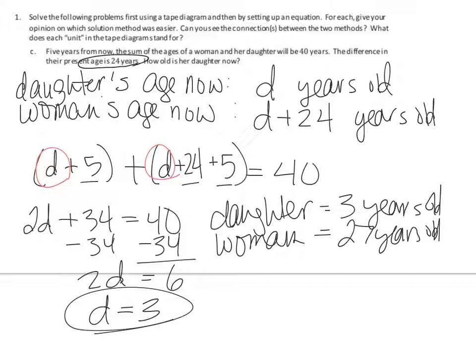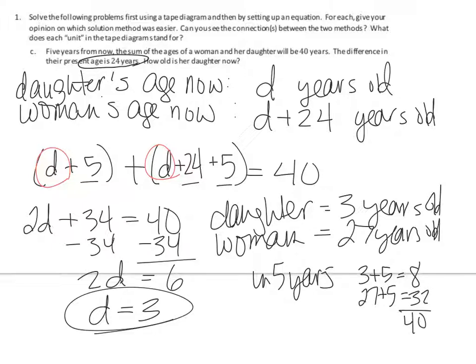We can check that. In 5 years, the daughter is going to be 3 plus 5 is 8. And the woman's going to be 27 plus 5 is 32, which you add together and you do in fact get 40.